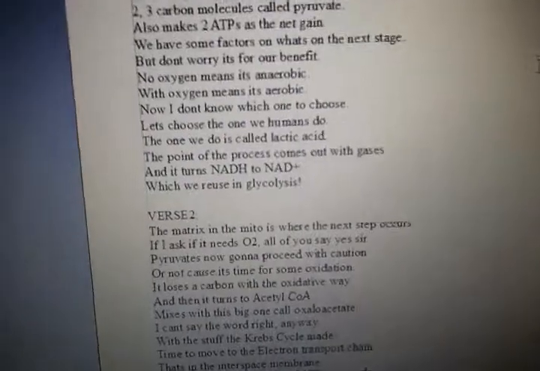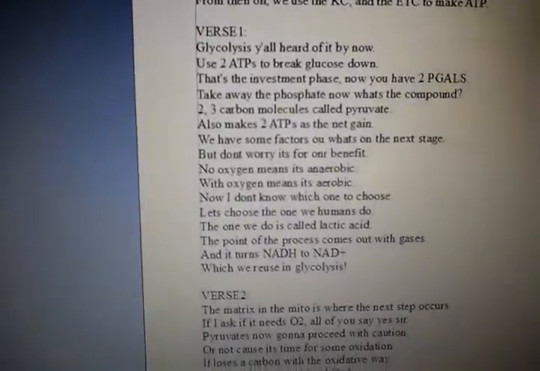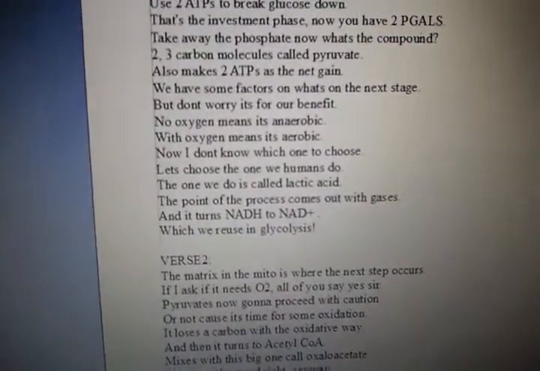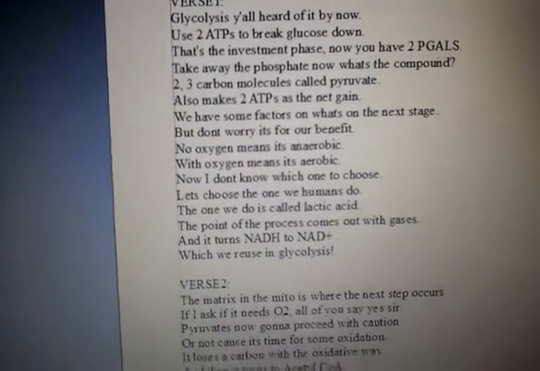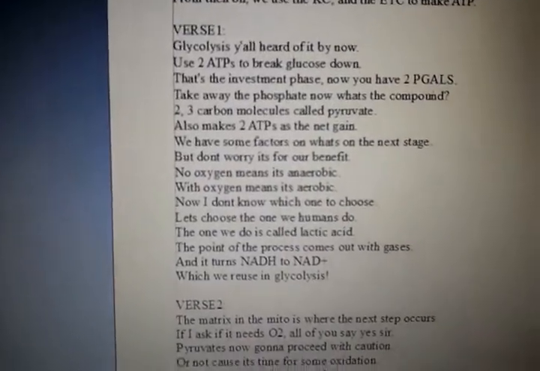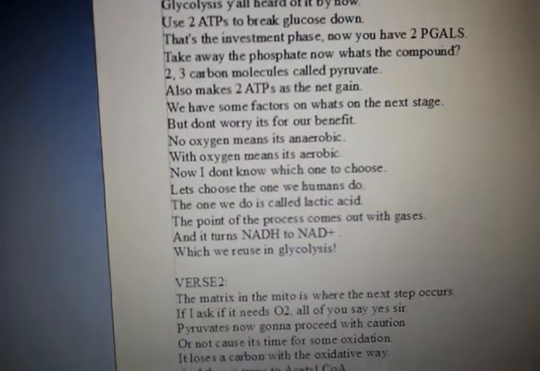Glycolysis, y'all heard of it by now. Use 2 ATPs to break glucose down. That's the investment phase. Now you have 2 PGALs. Take away the phosphate. Now what's the compound? 2, 3-carbon molecules called pyruvate. Also makes 2 ATPs as a net gain. We have some factors on what's on the next stage, but don't worry, it's for our benefit.